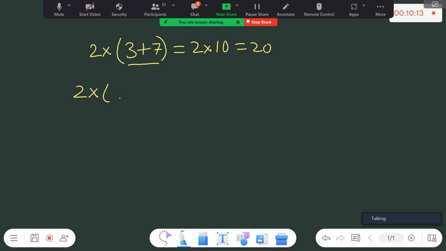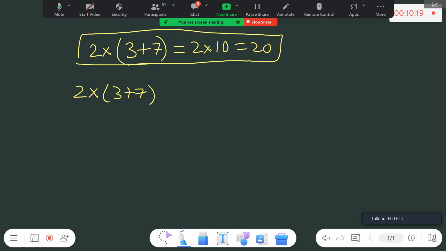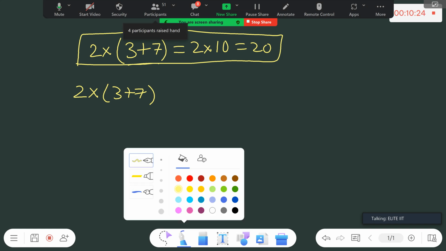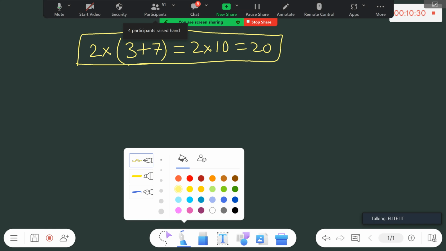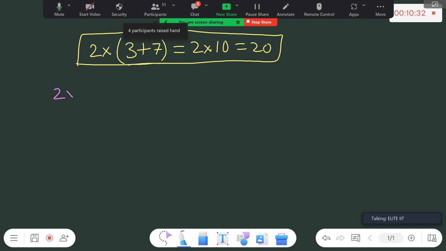Basically this is how we do it. But in distributive law, we'll be doing it in this way. If it is 2 into 3 plus 7, then first this will be multiplied, 2 into 3. And then we'll again multiply 2 with this.